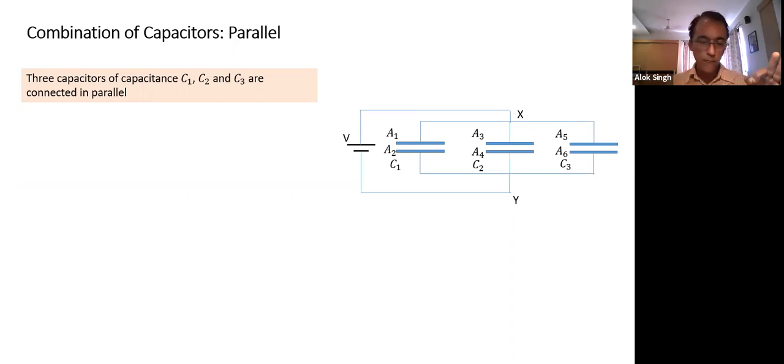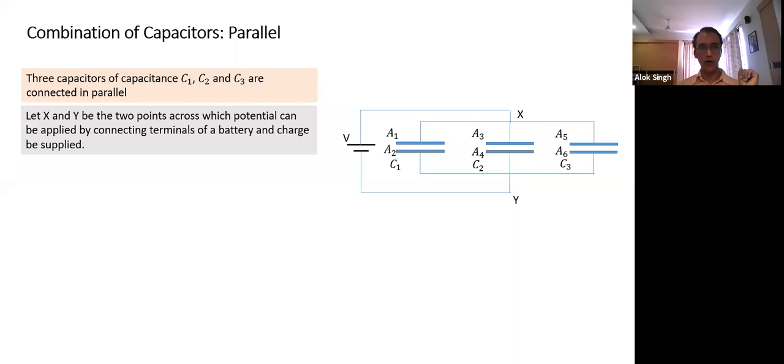So the potential drop across all the capacitors is equal. Only then are they treated as parallel capacitors, not because they look parallel. So three capacitors C1, C2, C3 are connected in parallel because A1, A3, A5 are all at the same potential Vx, and the lower plates A2, A4 and A6 are all at the same potential, Y. They are connected across identical potential points. That's called parallel combination. Again, we'll look at two things, charge and so on.